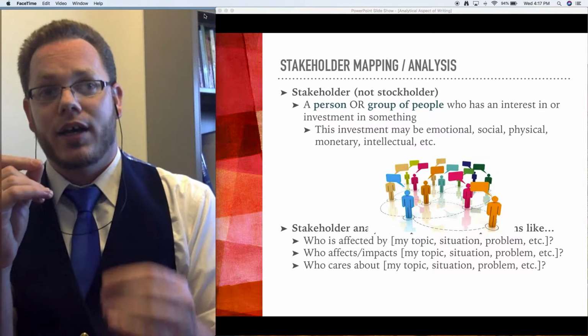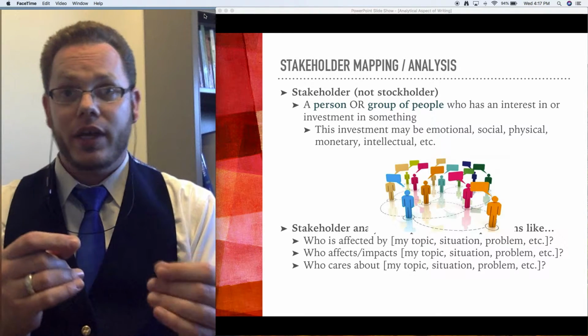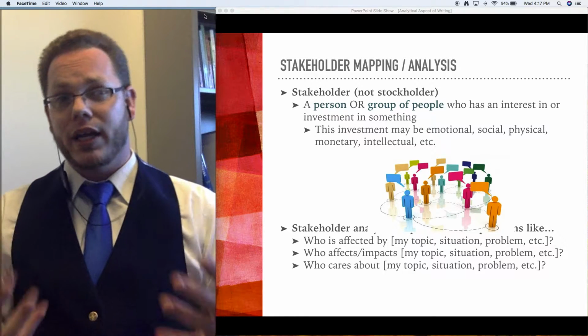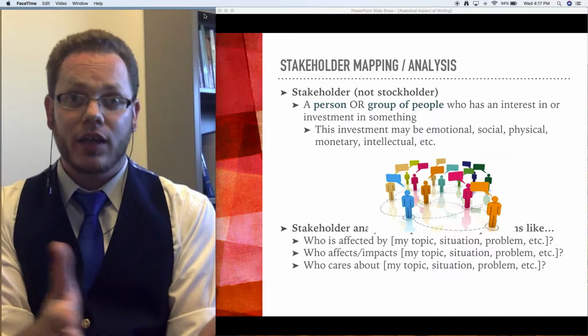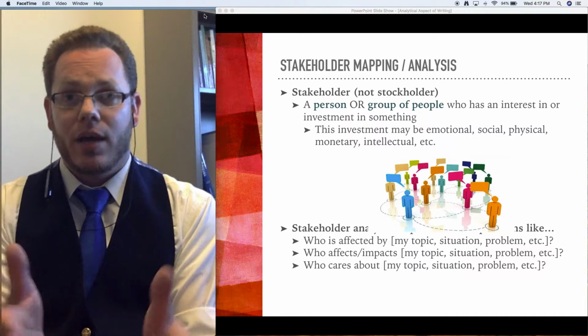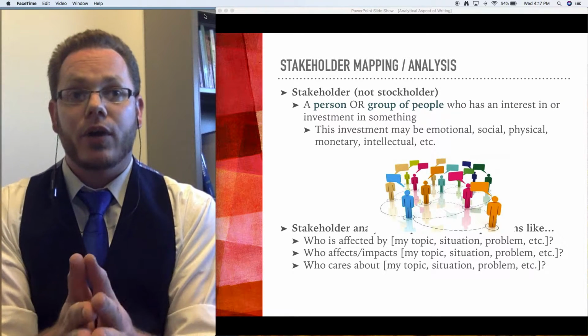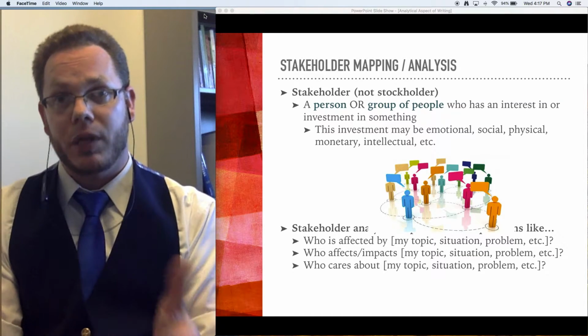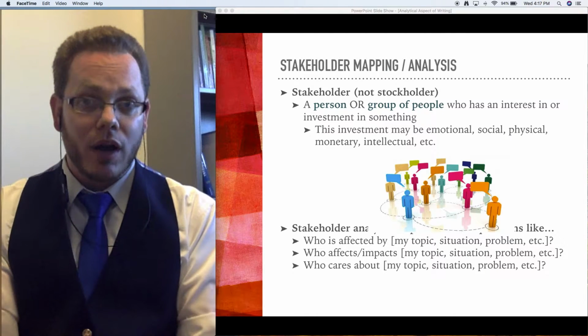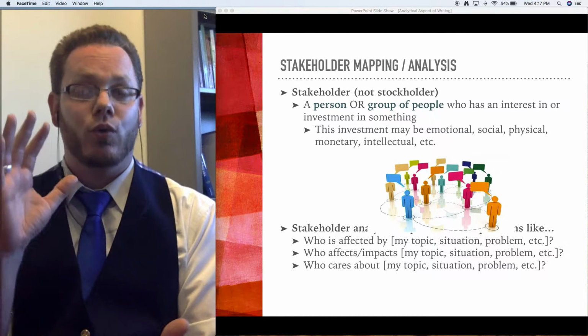Okay, so the point here is that a stakeholder can have a variety of types of investment in whatever you're studying. It could be a person, place, or thing. Could be a topic. Could be a phenomenon, a problem, something you're trying to figure out. So first, stakeholders are people or groups of people. And so that's the primary, for most stakeholder mapping, we're looking at people.